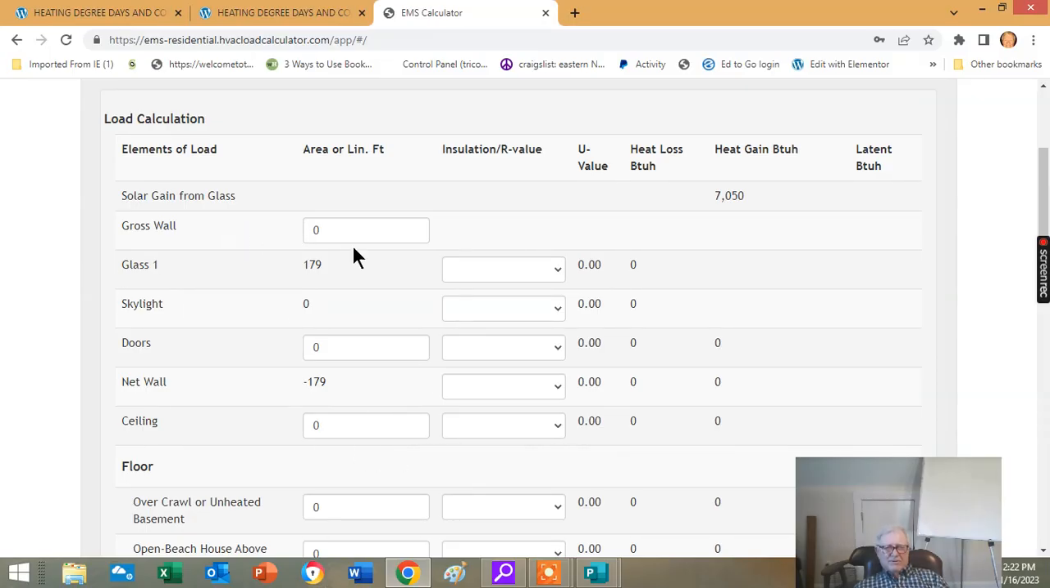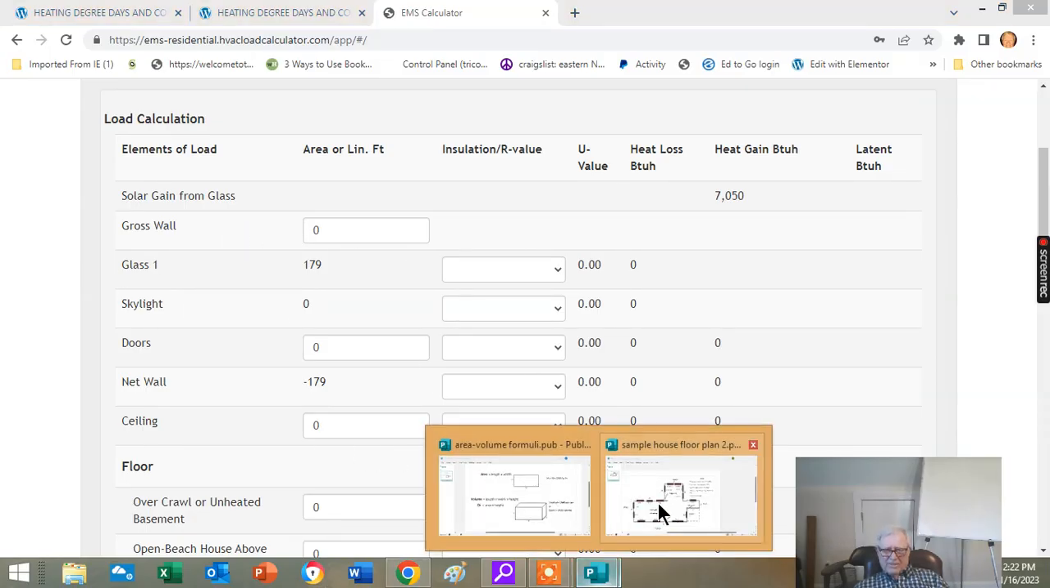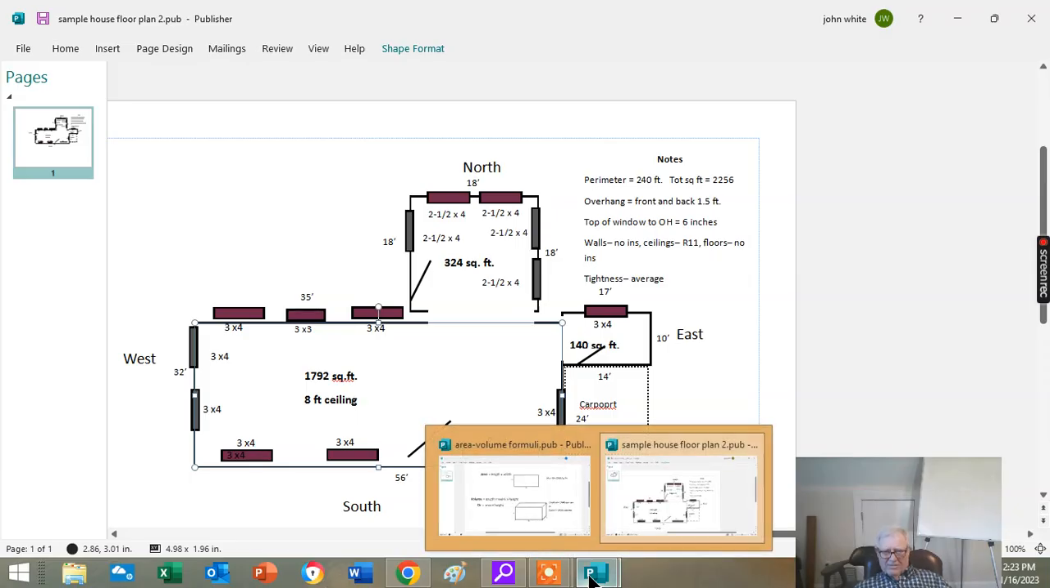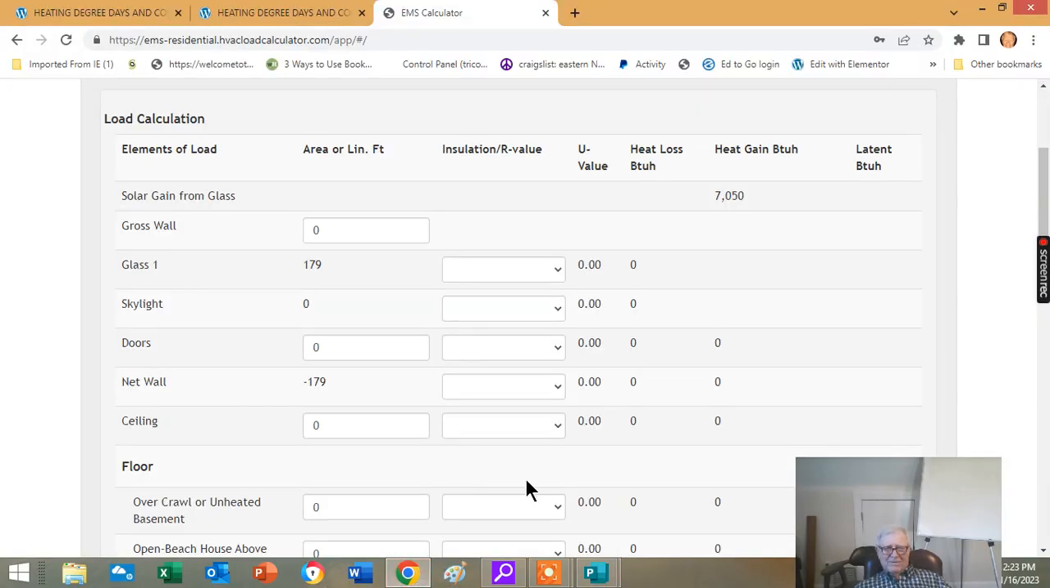All right, so let's go back to my picture. Here's the picture. To get the area of the walls, you've got to start somewhere. We'll start right here. Measure all the way around it: 32 feet plus 56 plus 24 plus 14 plus 10 plus 17 plus 18 plus 18 plus 18 plus 35. And it comes up to 240 square feet. You can add that up later if you want to check my math, but it is 240 square feet. Let me go back here.